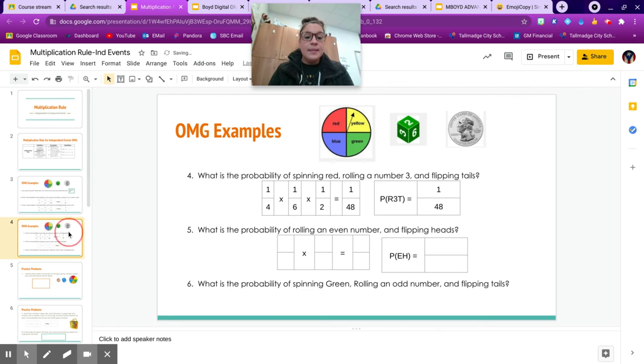All right. The next one, what is the probability of spinning red, rolling a number 3, and flipping tails? Well, the probability of spinning red is 1/4. The probability of rolling a number 3 is 1/6. The probability of flipping tails is 1/2. 1 times 1 times 1 is 1. 4 times 6 times 2 is 48. So the probability of red, 3, and tails is 1 out of 48.